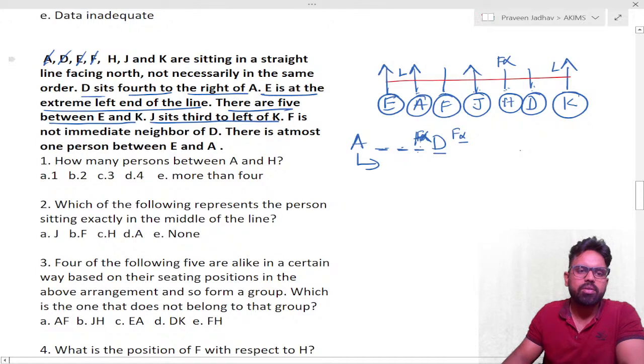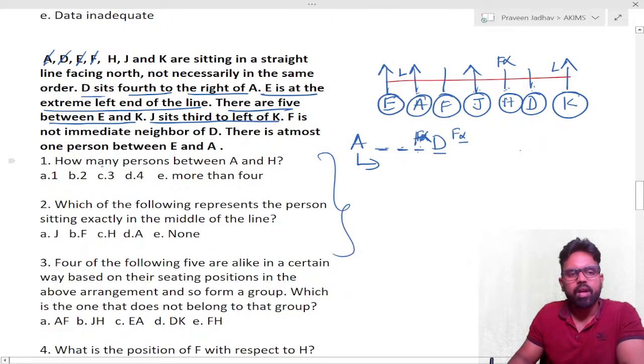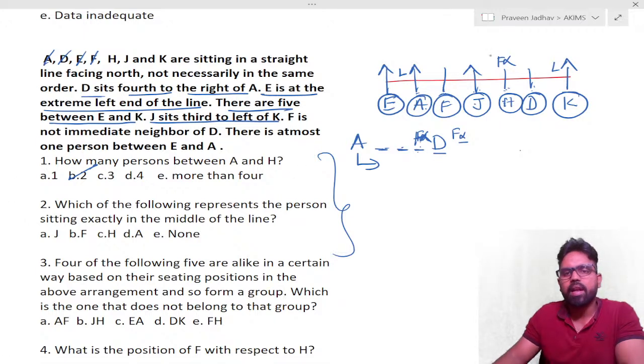Easy? Associated questions must be solved by you. How many persons are between A and H? Look, A and H, how many are there? Two of them. Okay, mark. Which of the following represents the person sitting exactly in the middle of the line? Middle of the line, who is sitting? J.